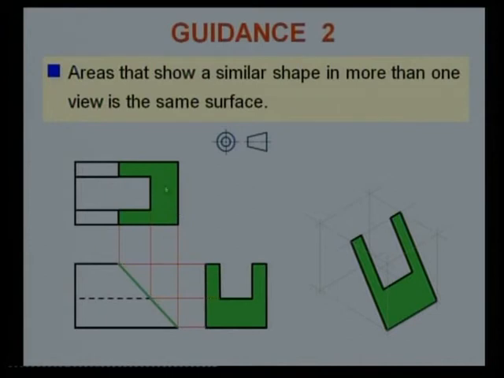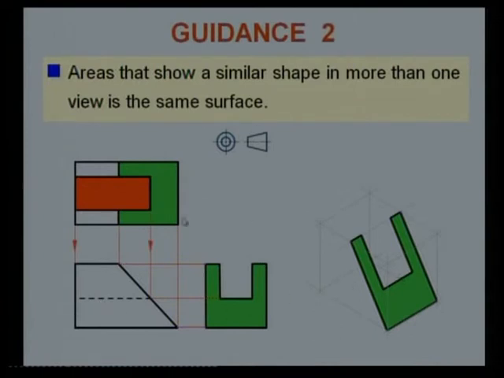So this we have drawn. A similar shape in more than one view would have the same surface. So this is the similar surface. Now think about this portion shown by the red colored line. This is a projection line drawn from here, and it cuts over here, and here a dotted line is there. So a dotted line means it's a hidden edge.